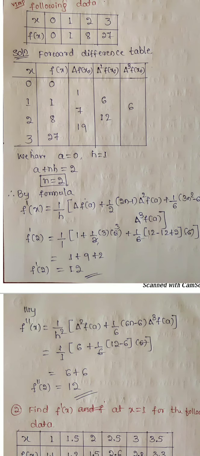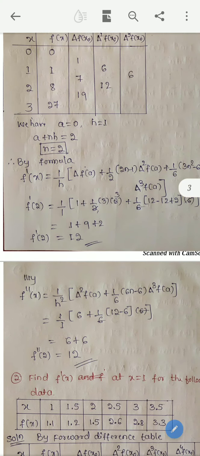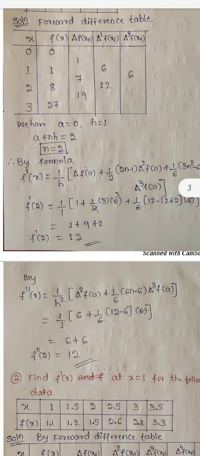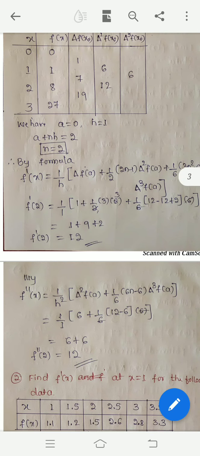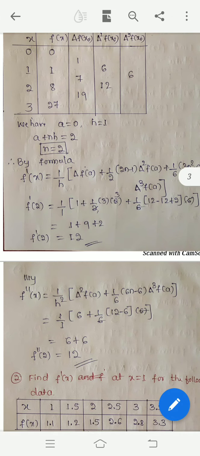After constructing this forward difference table, we have to calculate the n value. So here a is equal to 0, h is equal to 1. It is an equal interval, that is h is equal to 1. Then we substitute these two values: a plus nh is equal to 2. Therefore n is equal to 2 here.